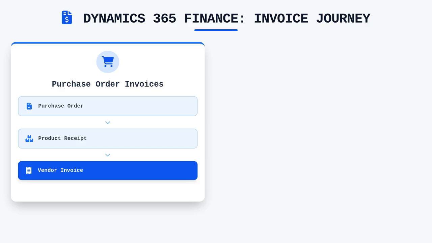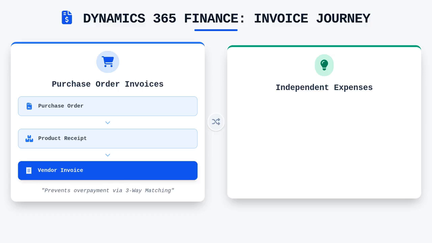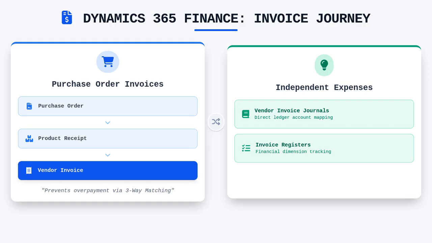This automated validation ensures that you only pay for what you have actually ordered and received, effectively reducing the risk of overpayment. For expenses that do not originate from a purchase order, such as utility bills or professional services, we rely on vendor invoice journals or invoice registers. These journals provide a mechanism to record the obligation directly to specific ledger accounts or financial dimensions, bypassing the product receipt requirement while still maintaining the integrity of the vendor subledger.